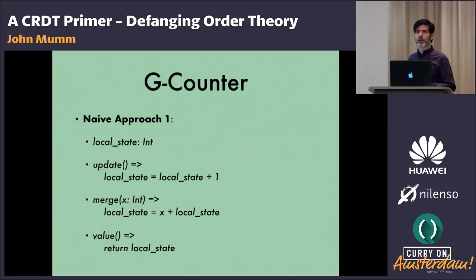So let's start with a naive approach. What is it we're trying to do? We're trying to represent how many times this bird icon has been clicked in the system. So let's start with an integer, right? It's been clicked 100 times. We should be able to represent that as 100.